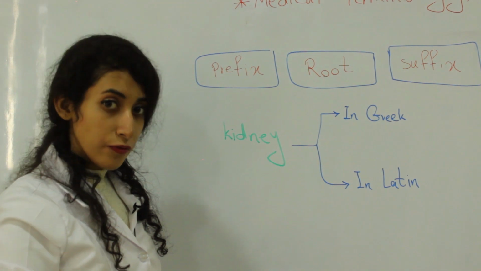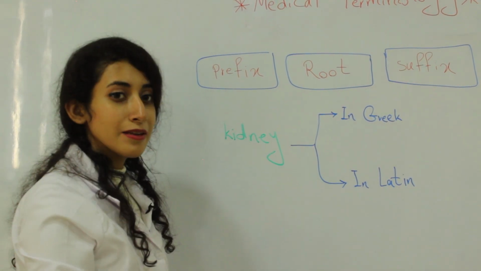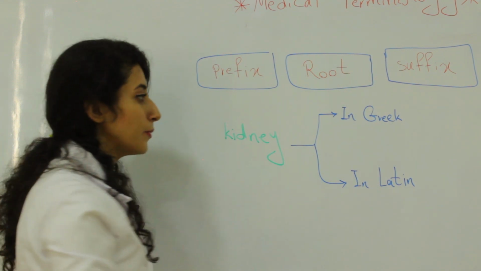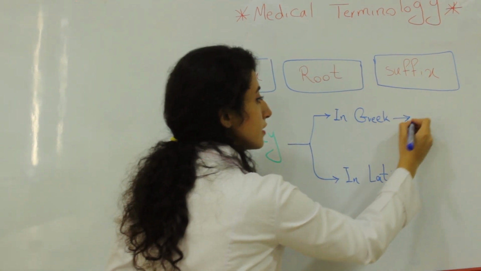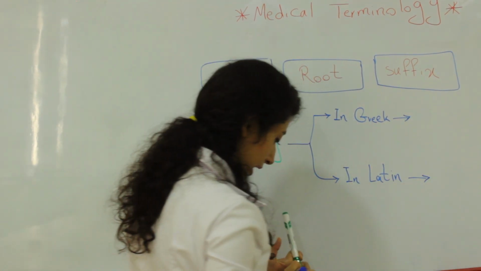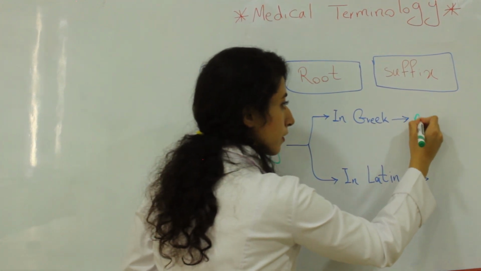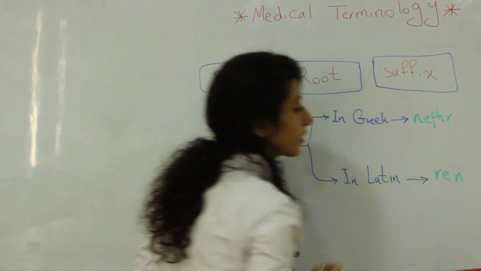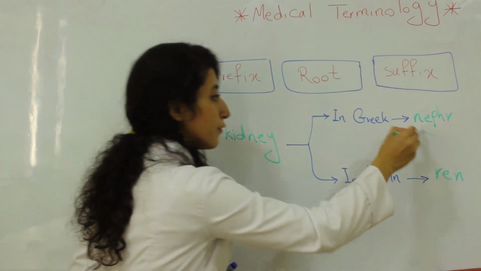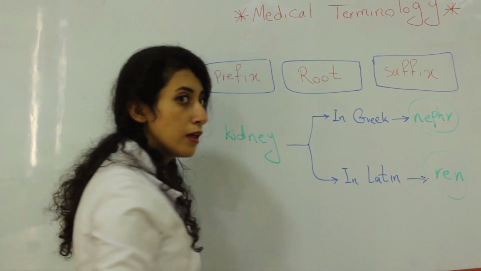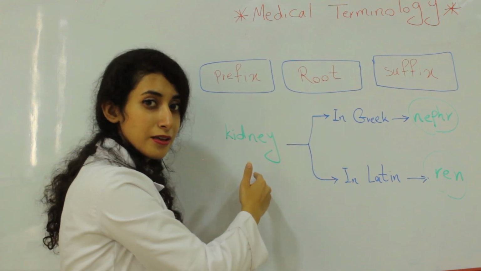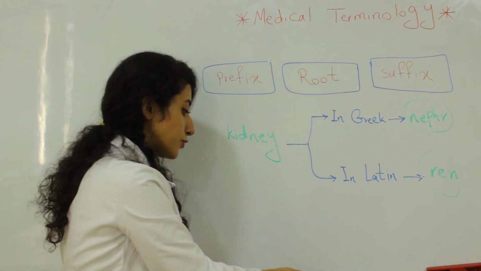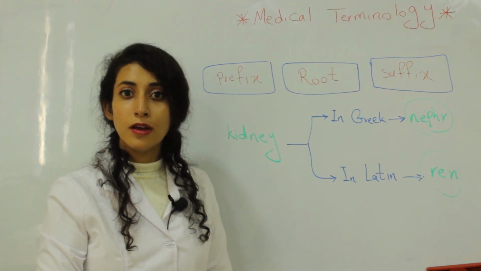In any word where we see these roots, we can understand that they are related to the kidney. In Greek, this root is called nephr, and in Latin it's called ren. So if we see nephr or ren in any word, it's related to the kidney and we can understand the meaning of that word. About examples of that and many other difficult examples, we will continue in another series.